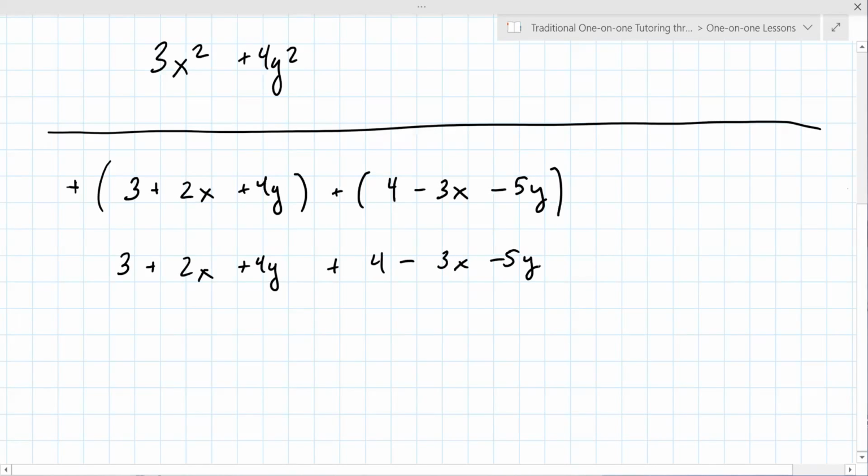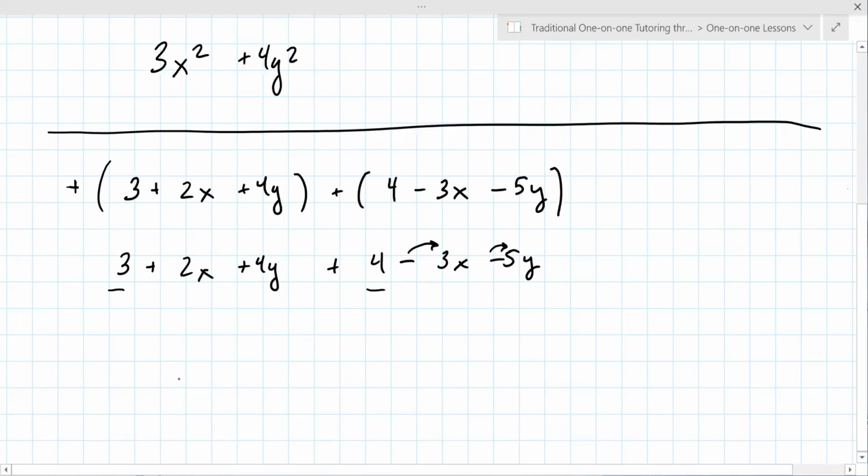Now, another small point here is that the operator always goes with the thing. So it's minus 3x. It's not subtracting 3x, it's really minus 3x. Same thing over here, it's minus 5y. The operator goes with it. We don't generally say plus 4, but the 4 is positive. All right, so yeah, positive 4.